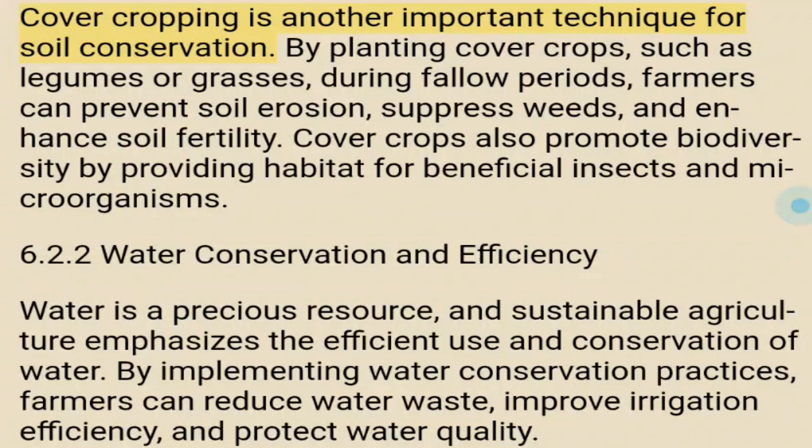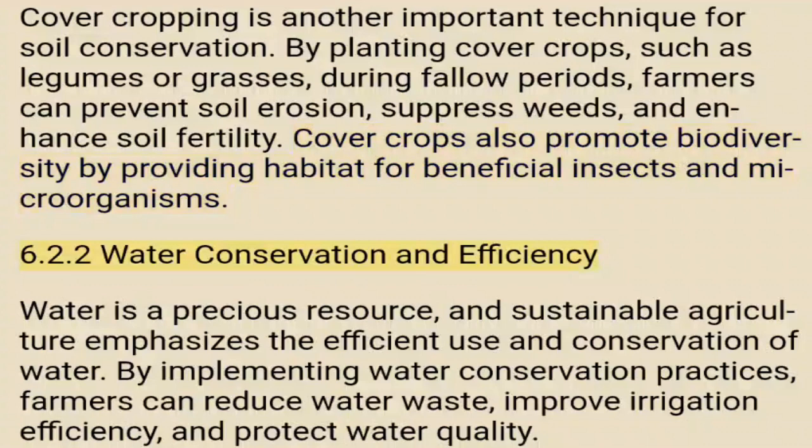Cover cropping is another important technique for soil conservation. By planting cover crops, such as legumes or grasses, during fallow periods, farmers can prevent soil erosion, suppress weeds, and enhance soil fertility. Cover crops also promote biodiversity by providing habitat for beneficial insects and microorganisms.